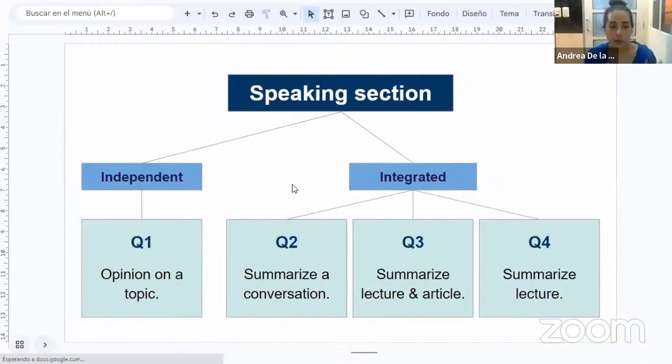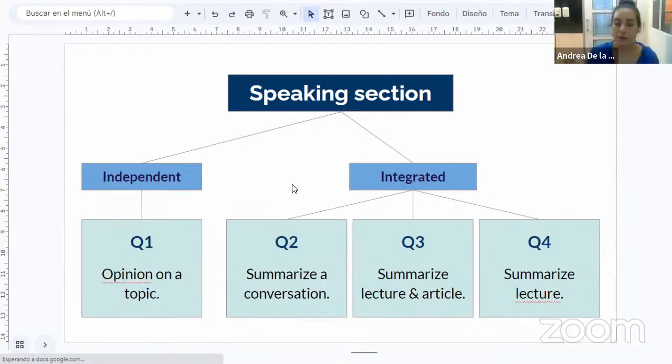The first question is the independent question because it doesn't depend on anything. It will be basically about your opinion on something. It will be your ideas. But the integrated questions, which are the second, the third, and the fourth questions, are the ones where you're going to have to summarize something that they give you. So in questions 2, 3, and 4, you can never give your opinion. Okay, those are the integrated questions. You're basically going to summarize something that they provide to you.